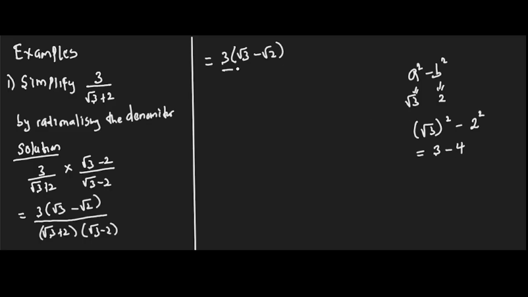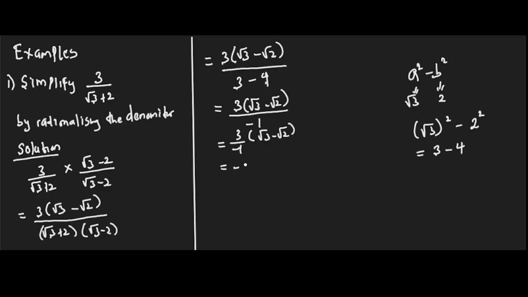So that means here, after multiplying these two, we are going to have 3 minus 4. Then we are going to have 3 open bracket root 3 minus root 2 all over 3 minus 4, which is minus 1. If you agree with me, the same thing as 3 over minus 1 bracket root 3 minus root 2. Then here we are going to have minus 3 bracket root 3 minus root 2. In this case, we have simplified this.